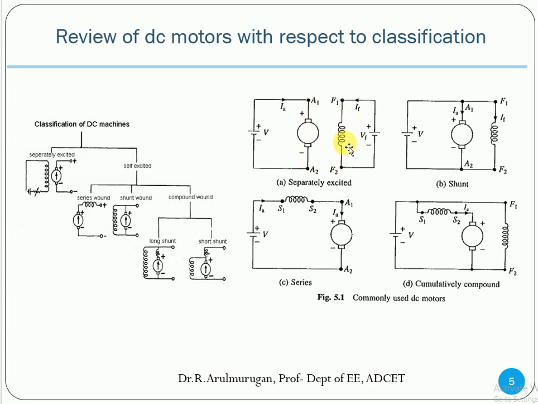So which winding is the rotating winding? See, it's easy to remember, it is a round shape. Okay, so it is a rotating winding. What winding is it? It's the armature winding. The armature winding is a rotating winding, and then this is about the field winding.